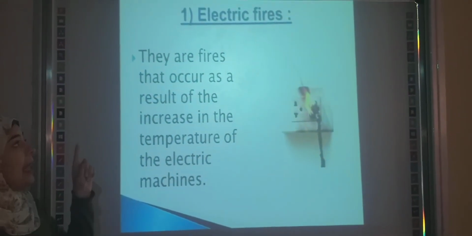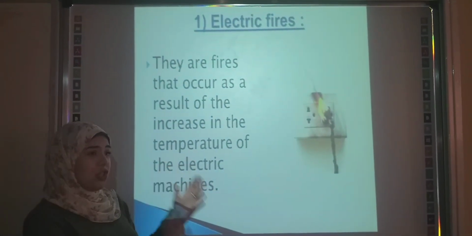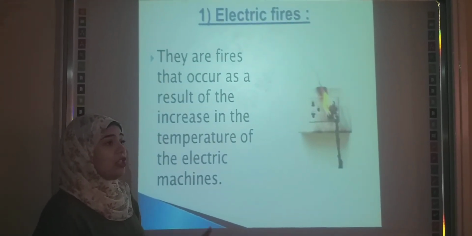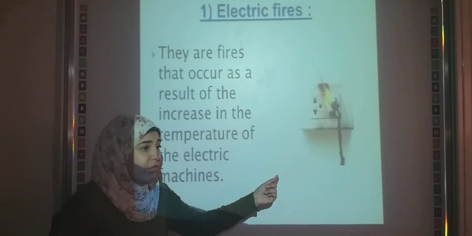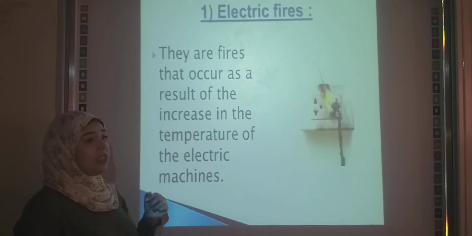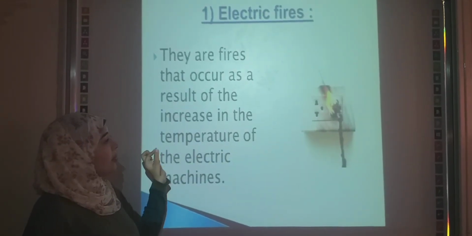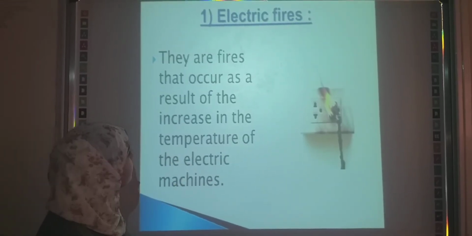Number 1, electric fire. What is electric fire? If we have an electric machine and the temperature of this electric machine increases, it causes electric fire. So what is electric fire? It's the fire resulting from increased temperature of an electric machine.